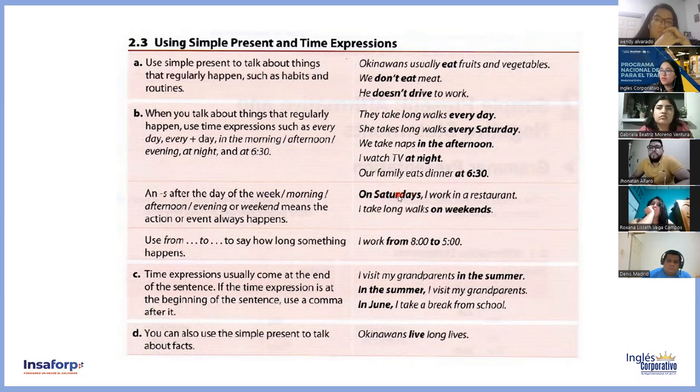En el caso de los días también, vamos a utilizar on. On Saturdays, I go to church, por ejemplo. Los sábados, voy a la iglesia. On weekends, vamos a estar on con la expresión weekends, que son los fines de semana. Para indicar un tiempo, vamos a utilizar from, desde, from 8 hasta 2, 5 p.m., right? Tenemos más expressions que son in the summer, in June. En el caso que tengamos meses, vamos a utilizar in. Okay, that is very important. Okay, no sé si hay dudas about this part. Questions?